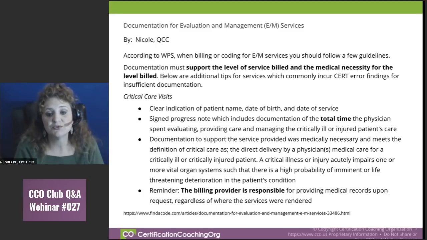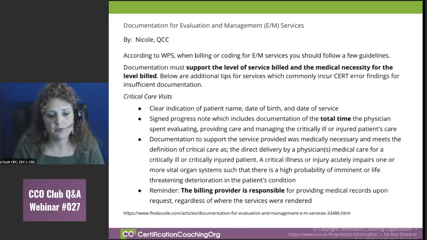You have to have a progress note, and it has to be signed before you can bill it. It has to have the total time that the provider was with the patient, and we're going to talk about that in depth. And it needs to have documentation of what the medical decision making was, and that the patient was critically ill, and describe how they were critically ill. You can't just say the patient was critically ill and let that stand by itself. You've got to give the documentation to substantiate that.